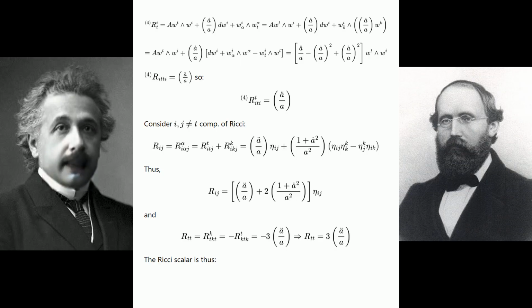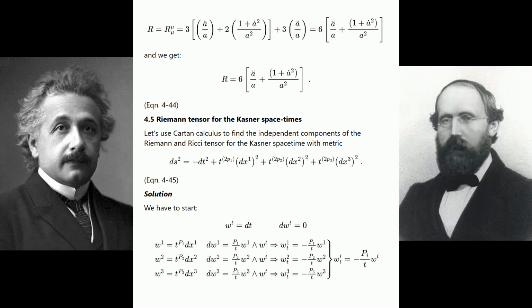Consider the i, j not equal to t components of Ricci. See the next equation. Thus, see the equation shown, and the next equation. The Ricci scalar is thus the equation shown, and we get equation 4-44.